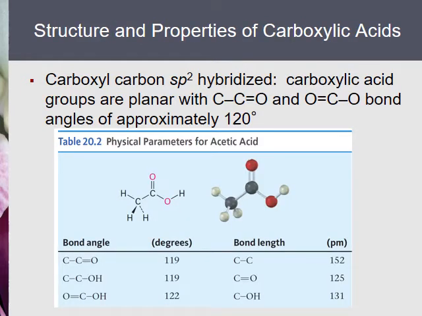Both the carboxyl carbon and oxygen are sp2 hybridized. These two atoms, together with the adjacent carbon and oxygen, are all in the same plane. The angles between them are around 120 degrees. Now this table lists all the angles and the bond lengths in carboxylic acids.